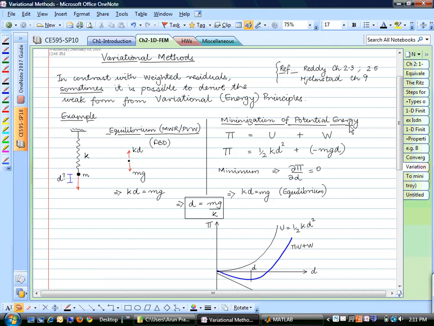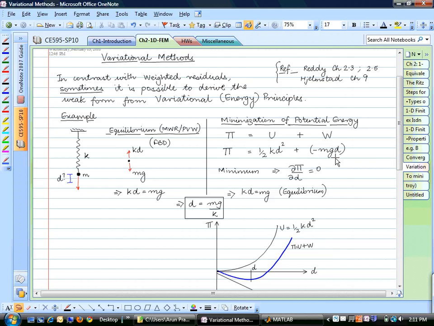But you can end up with the same thing by using an alternative principle, the minimization of potential energy. And how does that work? We say that the total potential energy of this system is going to be the sum of the internal strain energy and the external potential due to external forces. The internal energy stored within a spring after it displaces by an amount d is given by half times k times delta squared.